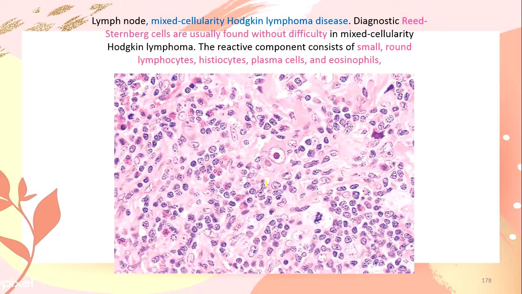In mixed cellularity, you will find all types of reactive cells in the background, and diagnostic RS cells are found without any difficulty. The reactive cells can be lymphocytes, histiocytes, plasma cells, and eosinophils.